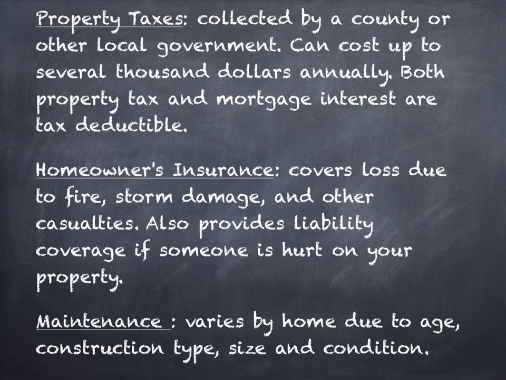The last thing is maintenance. That varies a lot on the home due to age, construction, the condition, right? Different things like the dishwasher and the refrigerator breaking down for Ann and Andy earlier on. Those would be maintenance fees. If you're not renting something that already has the fridge in it, you're responsible if the fridge breaks, okay?